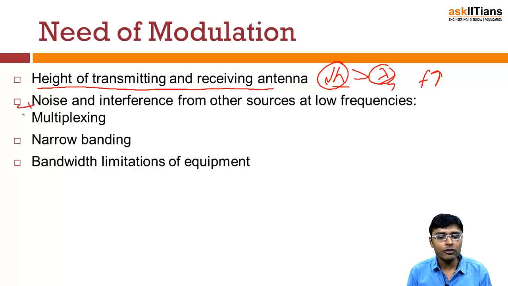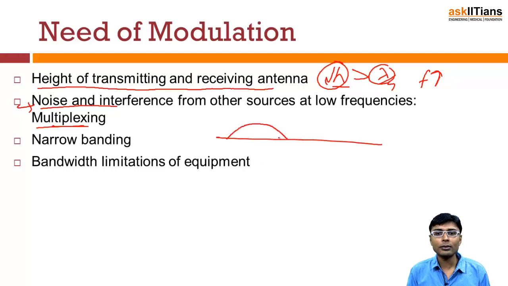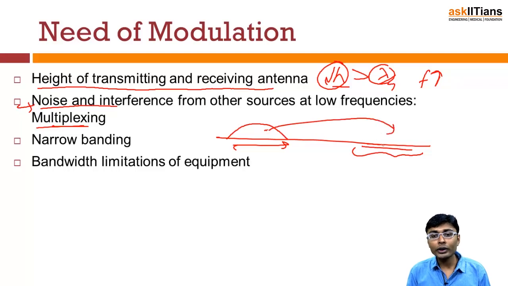The second reason for modulation is noise and interference from other sources at low frequencies. This is called multiplexing. So basically we multiplex the signal. What is this multiplexing? We are converting a lower frequency signal, say on the frequency spectrum this is a lower frequency range and this is a high frequency range, so that we transmit our signal from the lower frequency band to a higher frequency band. So that there will not be interference and noise from the other signals.